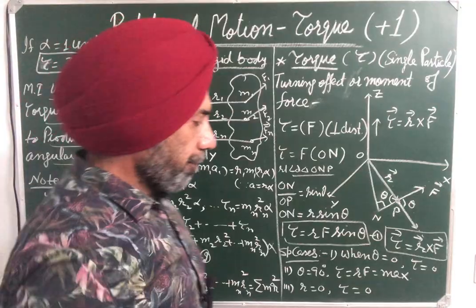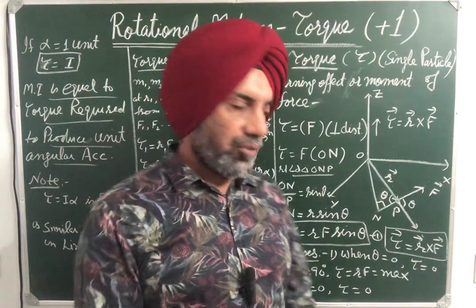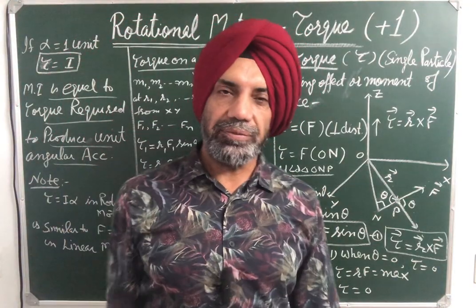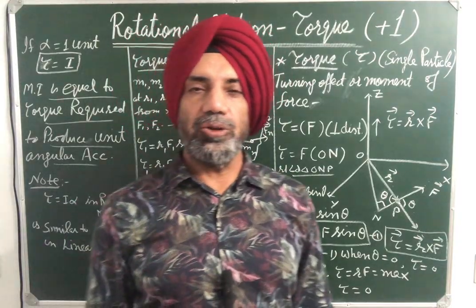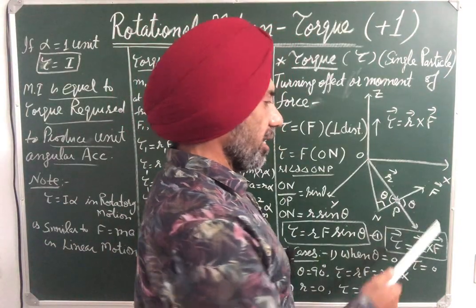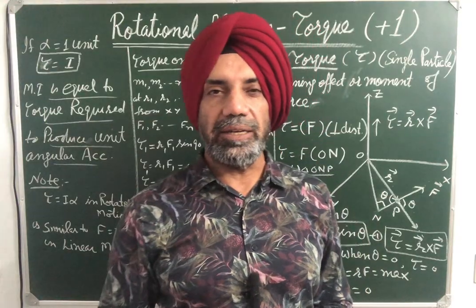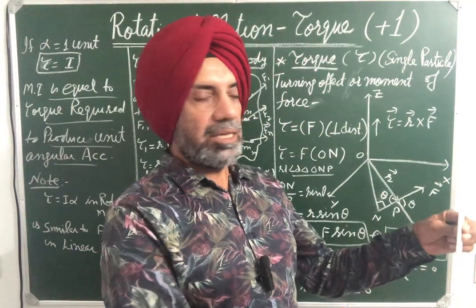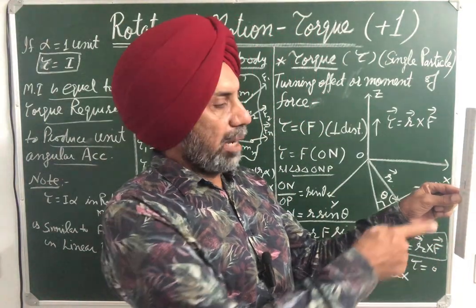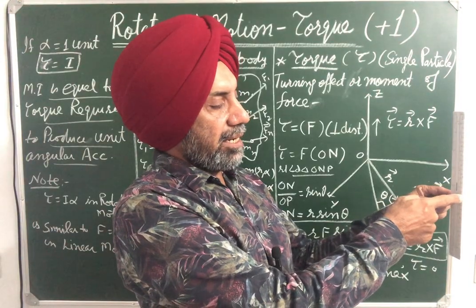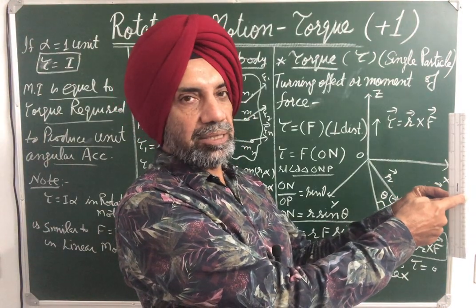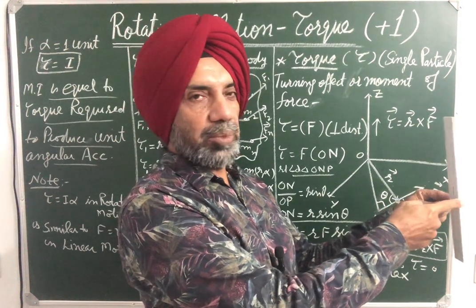When theta is 90 degrees, sin 90 is 1, and torque is equal to the maximum, rF. So maximum torque is produced when the angle theta between r and F is 90 degrees. So it is very easy to open or close the door by applying force at 90 degrees to the door at the outer edge, like this, because the torque produced is maximum.